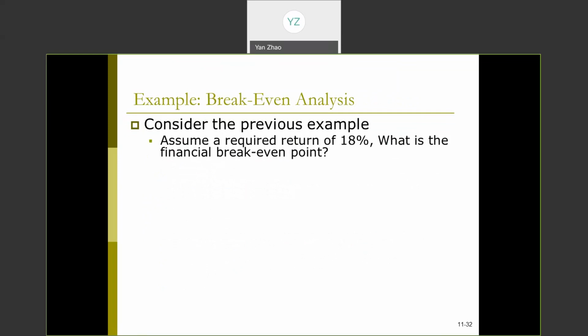Assume a required rate of return 18%. What is the financial break-even point? Here we need to calculate the net present value and set that to 0. Again, pause the video here, solve it, then check.